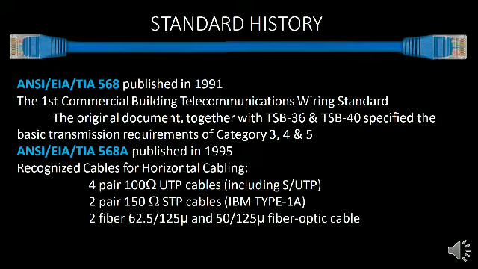ANSI/EIA/TIA 568A, published in 1995. Recognized cables for horizontal cabling: 4 pair 100 ohm UTP cables, including ScTP; 2 pair 150 ohm STP cables, IBM Type 1A; and two fiber 62.5/125 fiber optic cable.